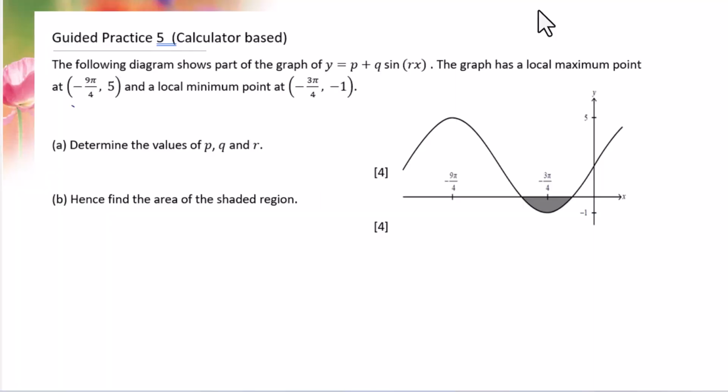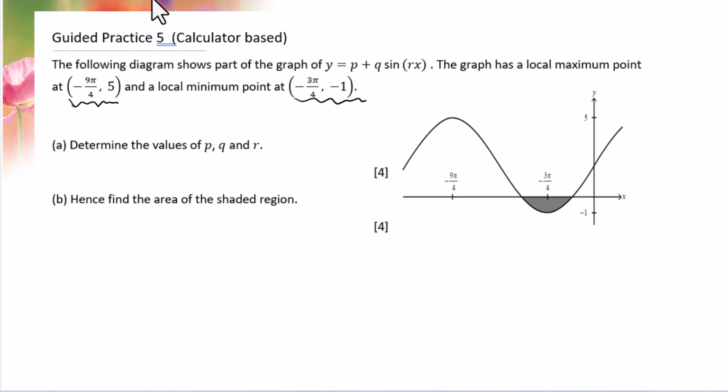Let's go to guided practice 5. The following diagram shows part of a graph y equals p plus q sine rx. The graph has a local maximum point at these coordinates and a local minimum point at these coordinates. Determine the value of p, q, r.